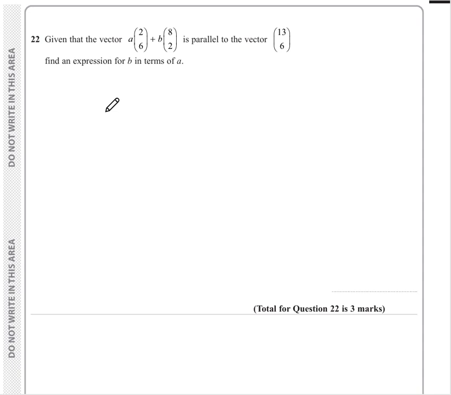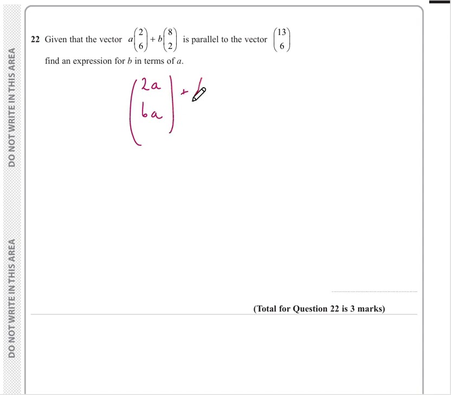Question 22. Given that the vector a times (2, 6) plus b times (8, 2) is parallel to the vector (13, 6), find an expression for b in terms of a. Okay, so let's just start to multiply this out. If we multiply a vector by a, that's just going to give us the vector (2a, 6a).